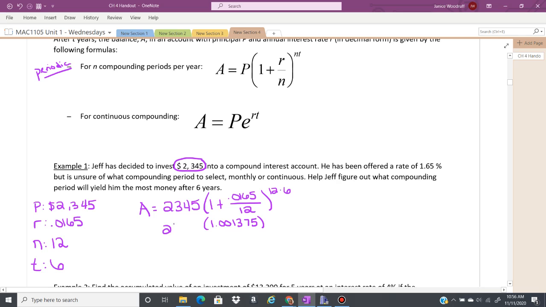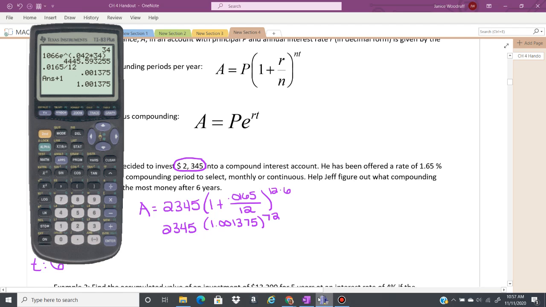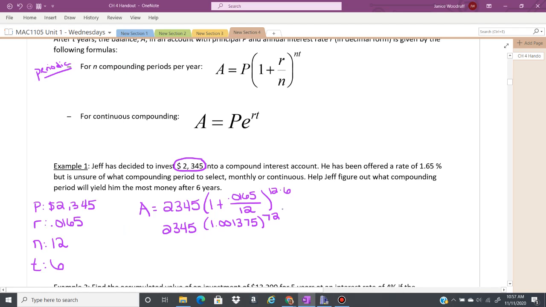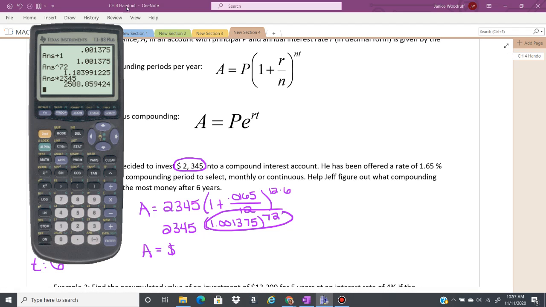Then you want to make sure you do your exponent before multiplication. 12 times 6 is 72. So we're going to take this and raise it to the 72nd power, and then multiply that by 2,345. We're going to get $2,588.86. So we did the exponent first, then we multiplied. So the amount after 6 years in this account is $2,588.86.